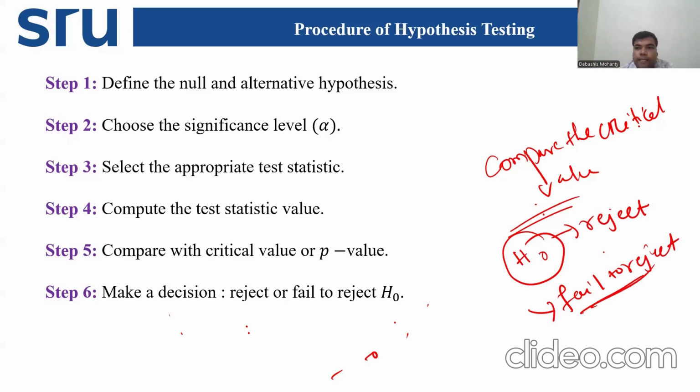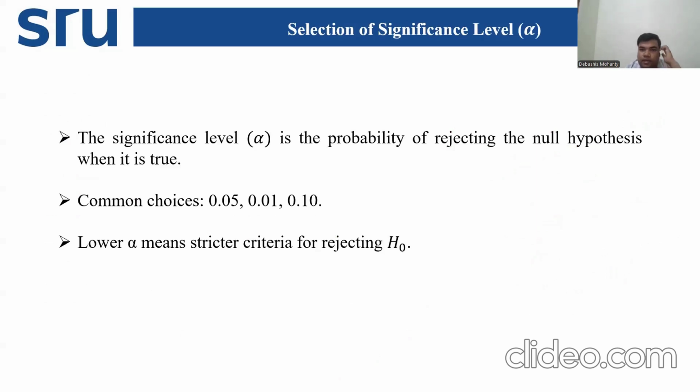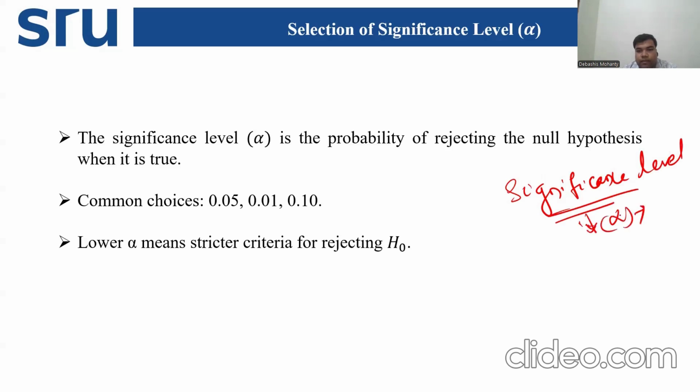Right. So next, coming to the problem, here is the selection of the significance level. Means how we select the significance level. The significance level is the probability of rejecting the null hypothesis when it is true. So what is the significance level? Let us know. The significance level is denoted by alpha. That is the probability of rejecting the null hypothesis.